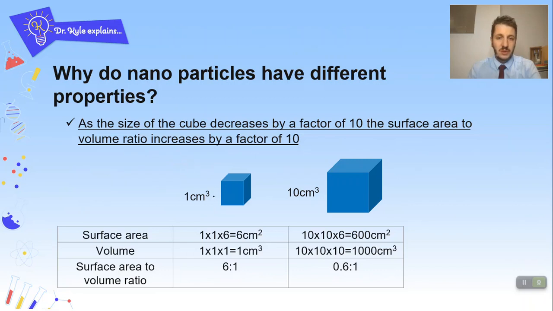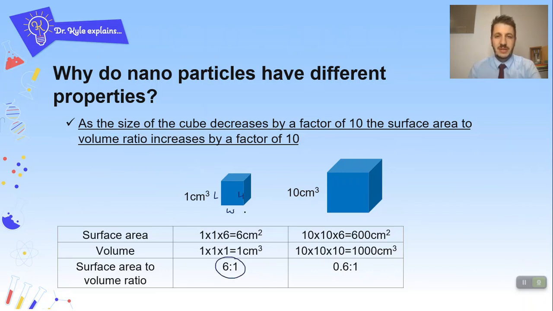So looking at this 1 centimeter cubed here, hopefully we know that each cube has 6 faces. And so 1 centimeter cubed, it means we have a surface area. So we're going to do length times width to get the area of that first square. And then we're going to times it by 6 to get 6 centimeters squared. Now volume is obviously length times width times height. And so we're going to do 1 times 1 times 1 to get 1 centimeter cubed in volume. Now when you divide one by the other, you then get a ratio of 6 to 1.